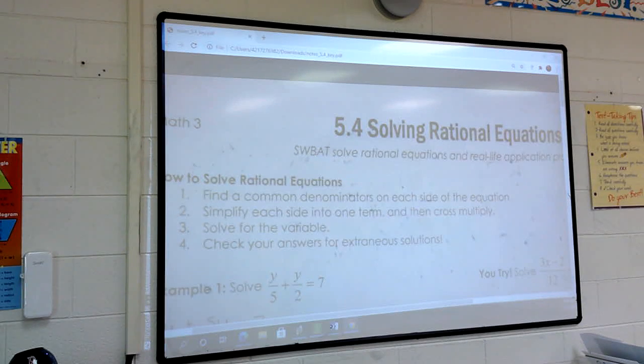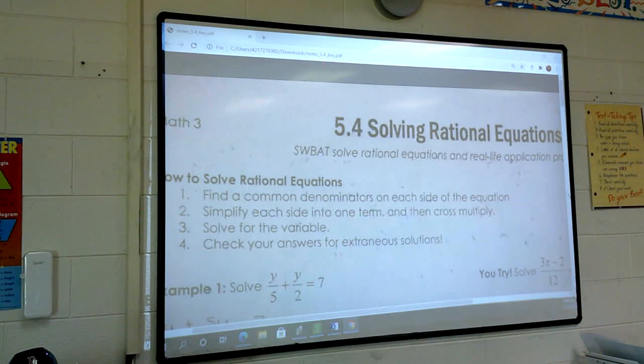Okay, so today's lesson is solving rational equations. Like I said, it's going to be similar to the adding and subtracting rationals from yesterday, except we're going to finish it off by solving the equation. So there's a 4-step process basically, but we only need to really do 3 steps of the process.